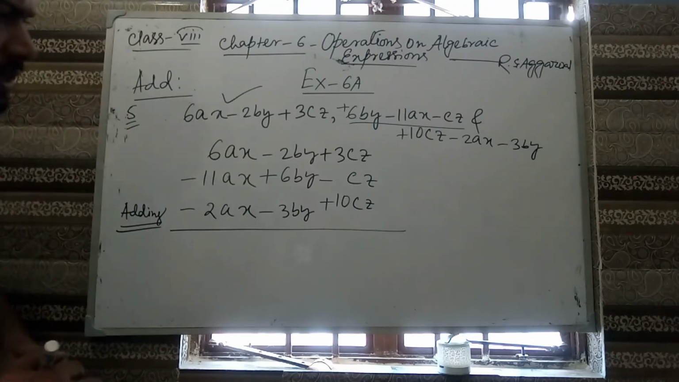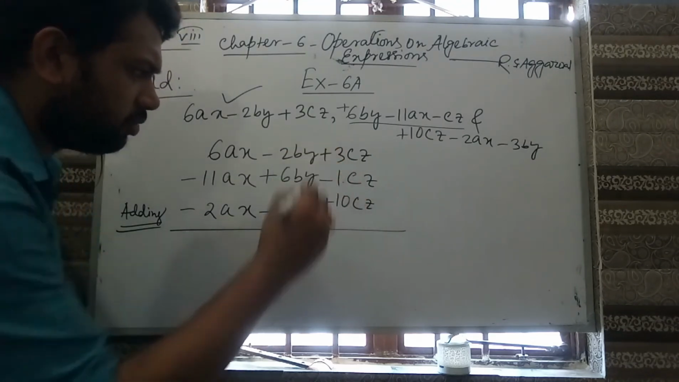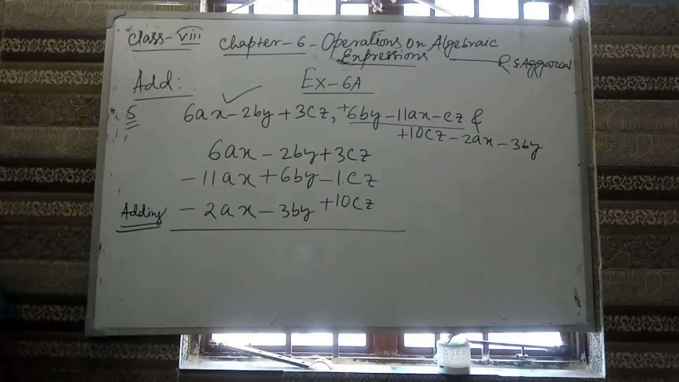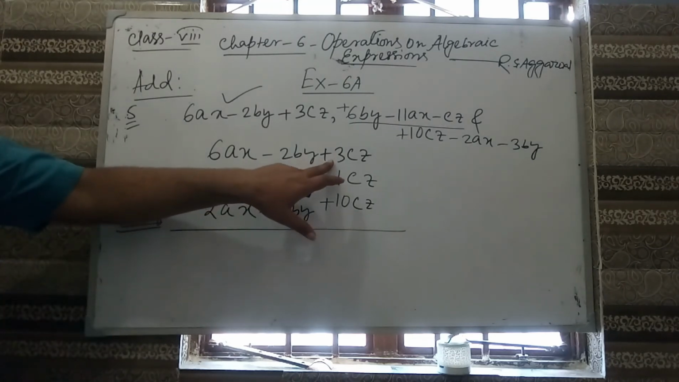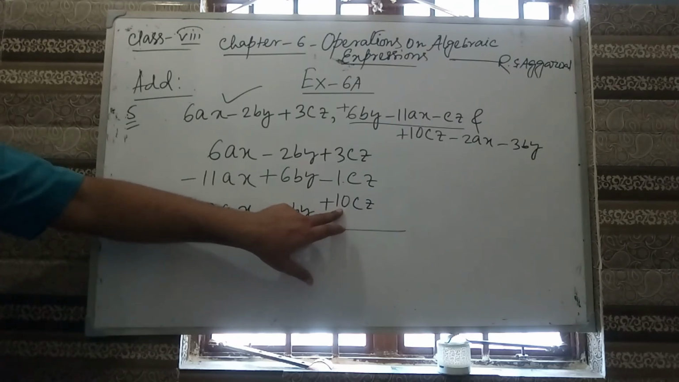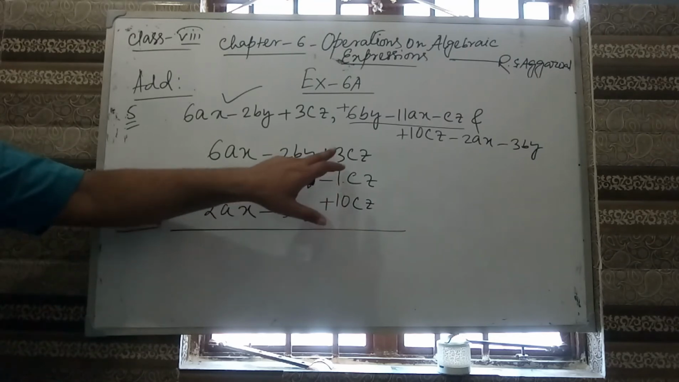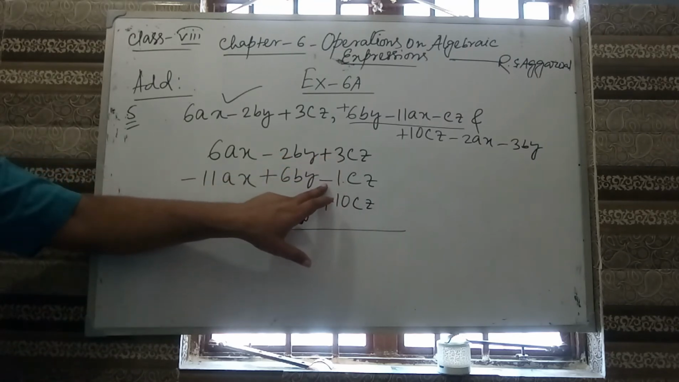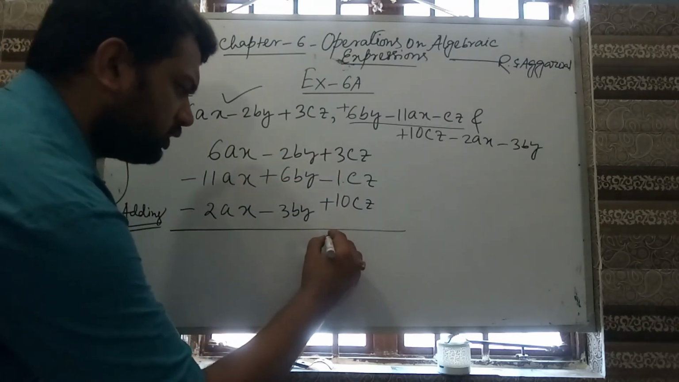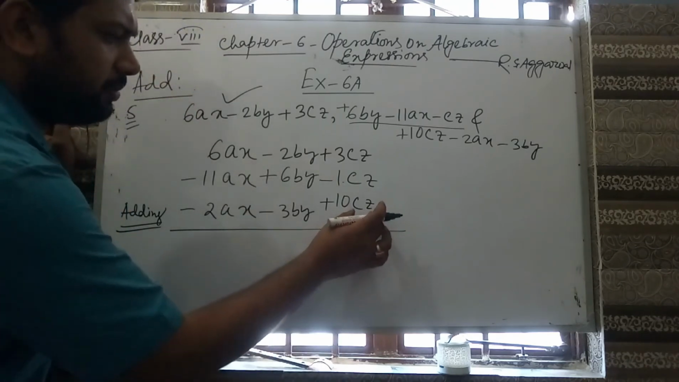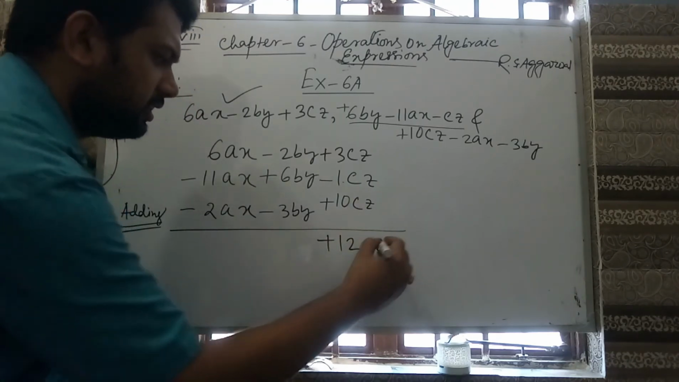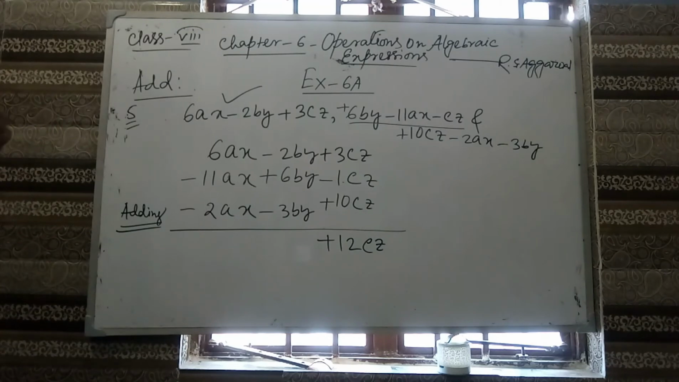Now with CZ here we have nothing, which means we have 1. Again, 3 is plus, 10 is plus, 3 plus 10 is 13. Now 13 is plus and minus 1, so it will be plus 12. Now what is the variable part? It is CZ. Am I clear?